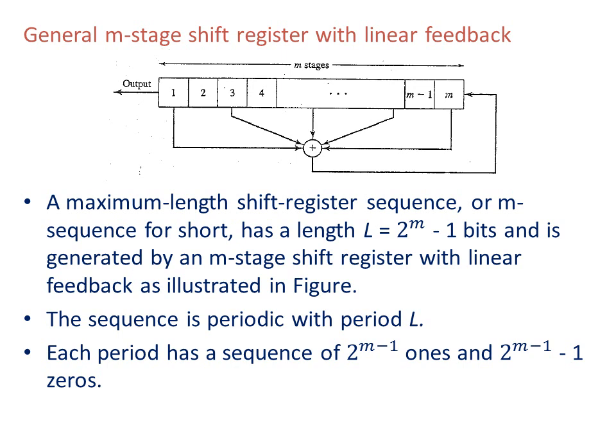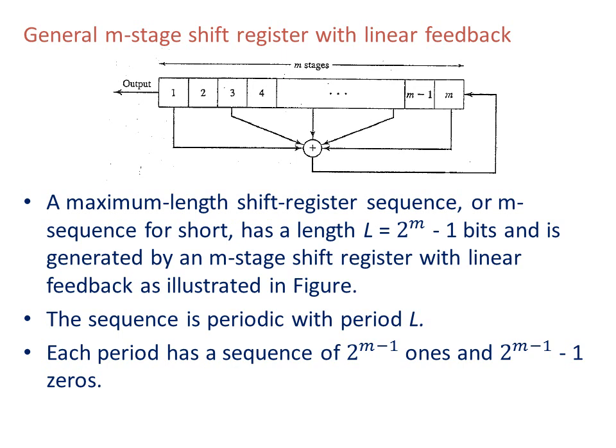For example, if m is equal to 3, that means the number of stages in the shift register is 3, then the maximum length sequence generated out of it, that is L, is equal to 2 to the power m minus 1. That means 2 to the power 3, that is 8, minus 1, that is equal to 7. So the maximum length sequence generated will have a length of 7, and is generated by an M stage shift register with linear feedback as shown in the figure.